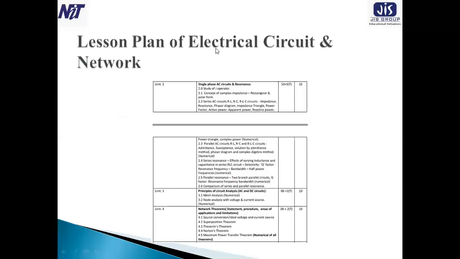Now the lesson plan is here. In this lesson plan we have a total of 3 units to cover. The first one is single phase AC circuit and resonance. Today it's 2.3, and then in unit 3, principle of circuit analysis, AC and DC circuit, and then unit 5, network theory, statement, procedure, areas of application and limitations.